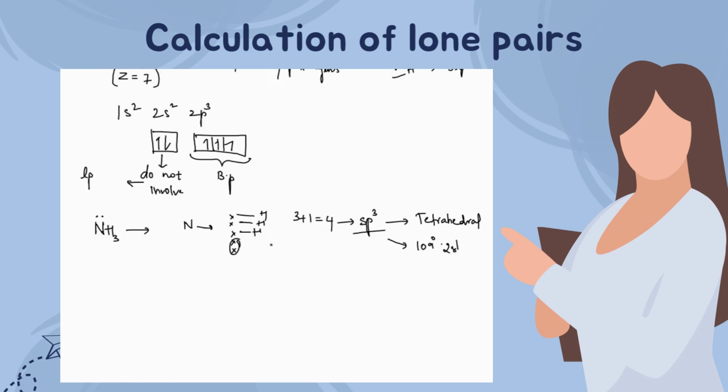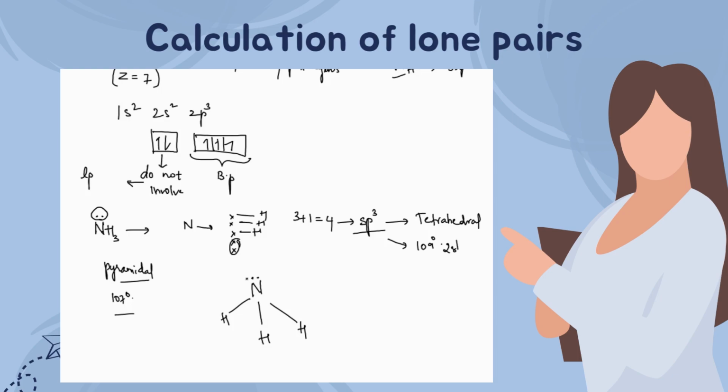But in the case of ammonia, the geometry observed is pyramidal, and the bond angle is 107 degrees. So the deviation in the geometry and the bond angle is because of the one lone pair involved in the molecule. How? When you look at the structure, this is the lone pair, and these are the bond pairs.